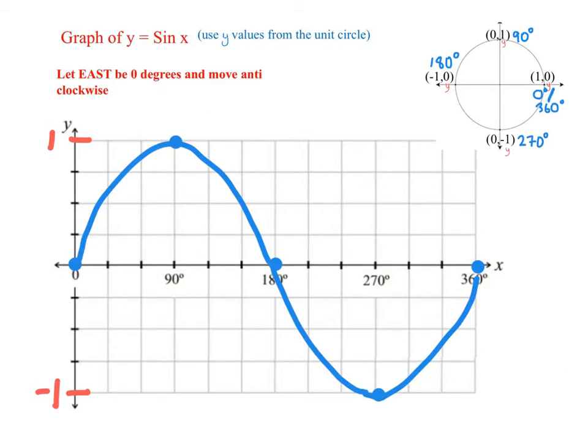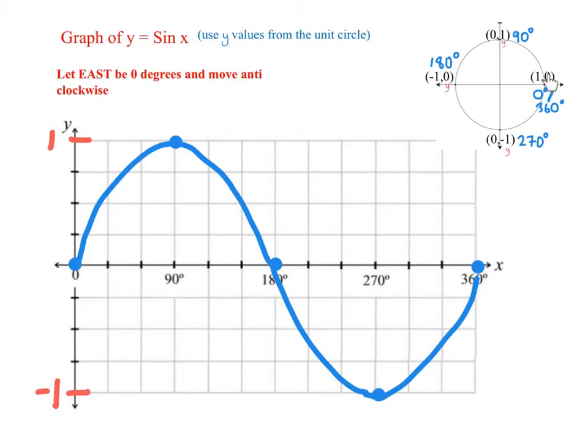So this is how we draw the graph of y equals sine of x using the unit circle. So what we did was we took our degrees, 0, 90, 180, 270 and 360, and we matched them up with the y values on the unit circle. If we want to draw the graph of y equals cos of x, we would match them up with the x values on the unit circle.